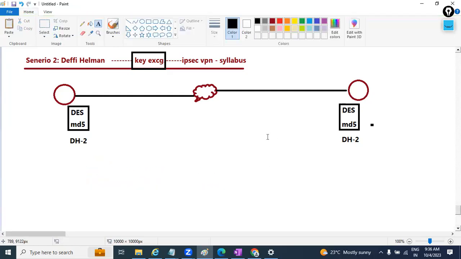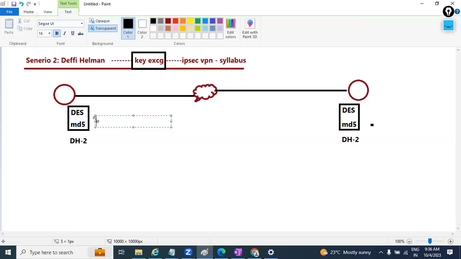So this is the Diffie-Hellman group, and we have to exchange keys. First of all, each side has a private key. Let's consider its private key is 10. The other side has its own private key, let's consider it is 15.